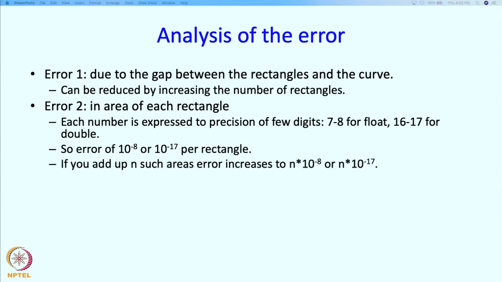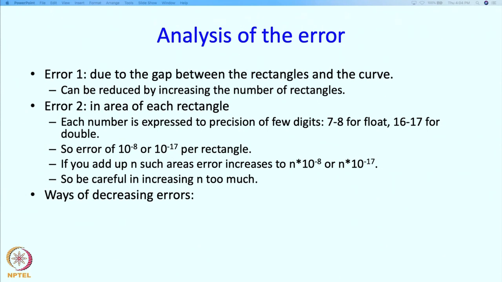So if you add n such areas, the error can increase to n times 10 to the power minus 8 or n times 10 to the power minus 16. So it means that you shouldn't add too many rectangles, certainly not for float. If you are having double, then adding many rectangles is okay.